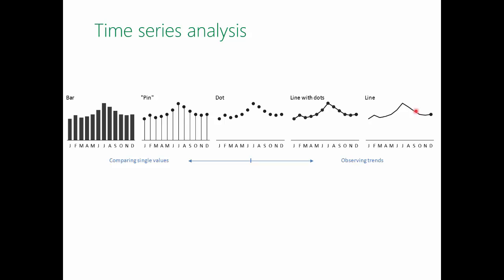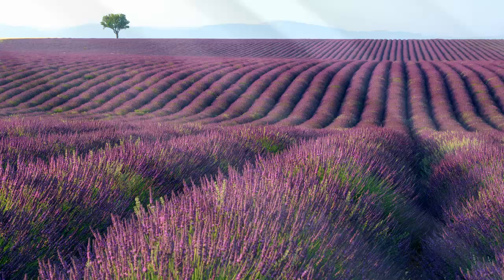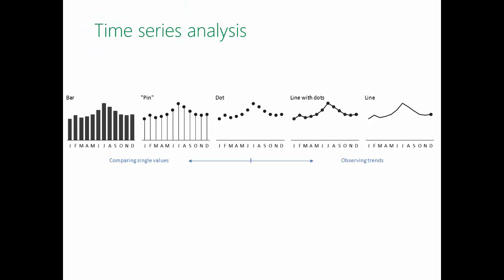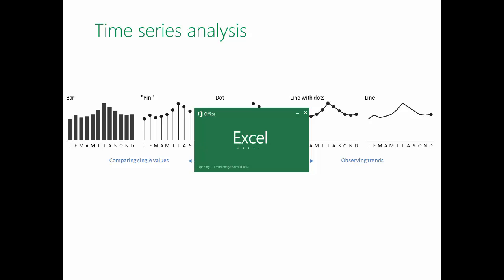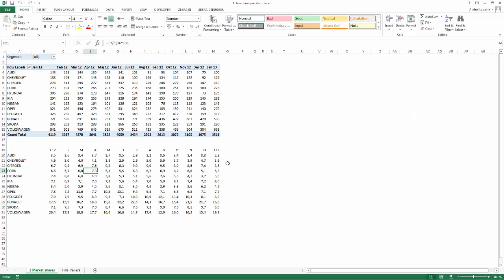And now let's take a look at a real example of trend analysis. I have some data here, and these are actually the market shares for some cars, and how they change from, for example, January 2012 to January 2013. So we have 13 points in time, but we have many examples here. Now, what type of chart would you choose for that?